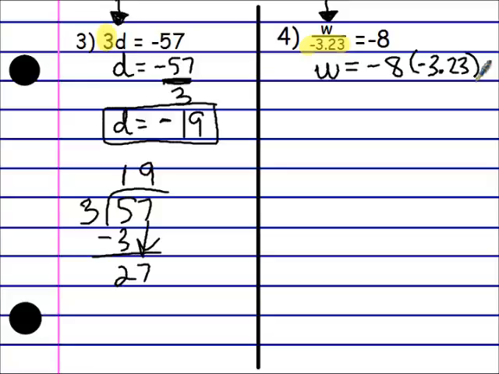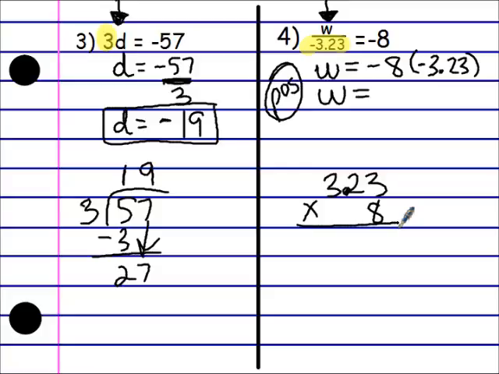So now we're ready to multiply. When we have a negative times a negative, what will we get? We'll get a positive. So note that that's going to be a positive answer. And now we're ready to multiply. 3 and 23 hundredths times 8. 8 times 3 will give us 24. 8 times 2 is 16, plus the 2 gives us 18. 8 times 3 will give us 24, plus the 1 we carried gives us 25.